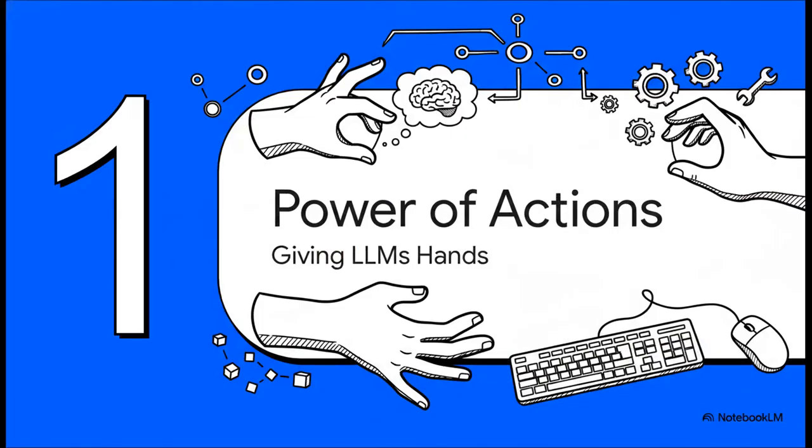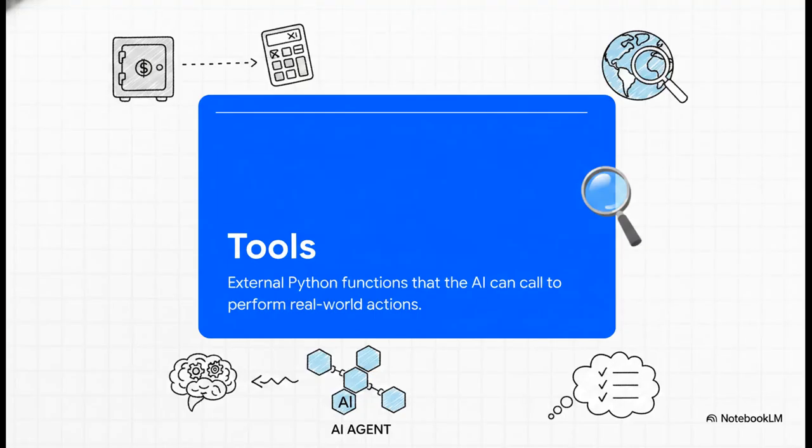Kicking things off with Section 1, the power of AI actions, or giving LLMs hands. Think of this as literally giving our large language models a pair of hands to interact with the world. We call these tools. And really, tools are just external Python functions. Let's say you're building a finance agent. You might have a function that checks a bank account balance, or maybe one that searches the web for current interest rates. By using a method called bindTools, we explicitly tell our AI model, here are the exact real-world actions you have at your disposal. The AI takes this list, figures out the required parameters, and knows exactly what capabilities it has.